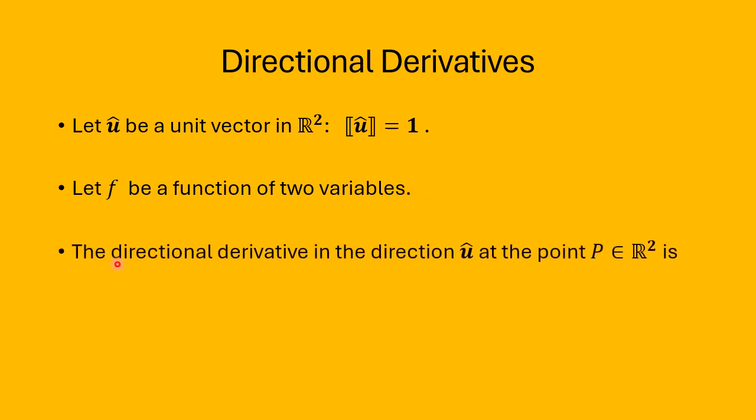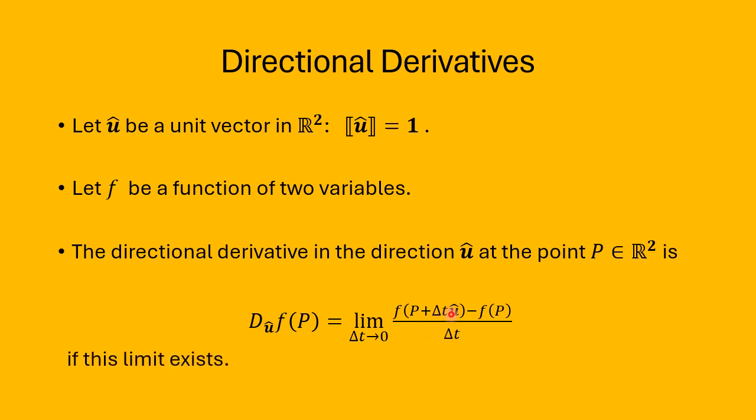And the directional derivative in the direction u hat at a point P in R2 is given by this sort of formula. The derivative of f in the direction u hat at the point P is equal to the limit as delta t goes to 0 of f of p plus delta t times u hat minus f of p over delta t. When we look at this formula, we can see that we're multiplying the vector u hat by a scalar, delta t. And we know how to multiply a scalar times a vector.